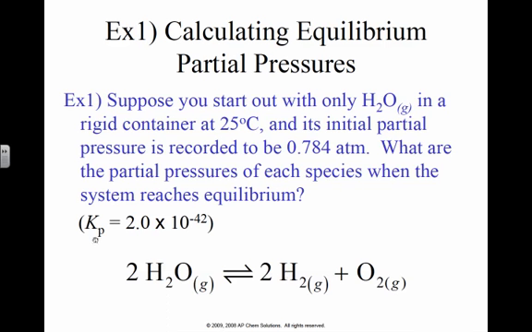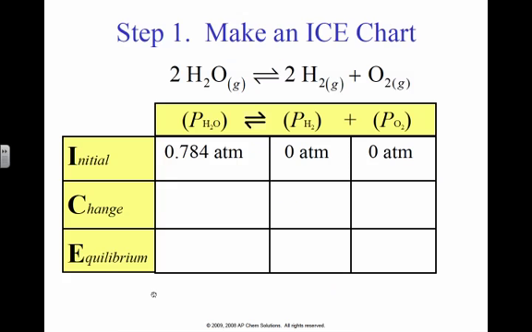And then it gives you the Kp value of 2 times 10 to the negative 42nd, which by the way is freakishly small, which should mean that equilibrium tends to favor the left-hand side. Okay, so the first thing you do is you write your reaction out, and then underneath it you're going to make something called an ice chart.